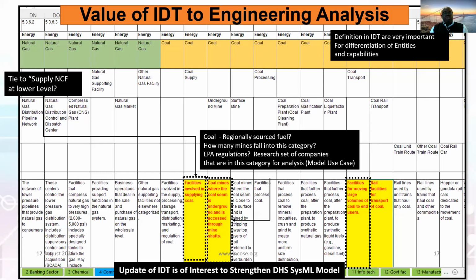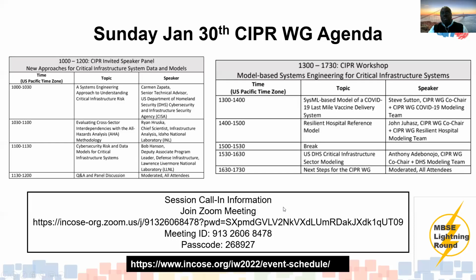This last chart shows the IDT, and I'm not going to spend too much time on it. You'll see the definitions at the bottom here. For example, facilities involved in supplying coal. This is from the energy sector, right? But it's a facility, and it's very specific as to what it's doing. This is a great source of information, as I mentioned, for validating the models that we have from the SSP data and strengthening our DHS modeling effort.